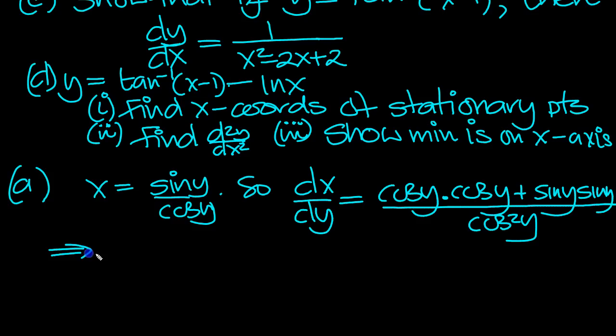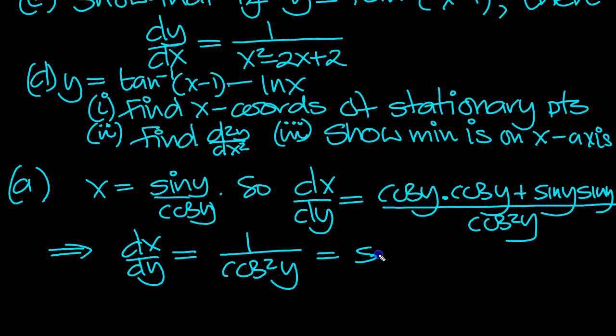So that tells us then dx/dy is equal to cos squared plus sine squared, which is 1, over cos squared y, and that's sec squared y, isn't it? Which is what we wanted to show. So that's part A.